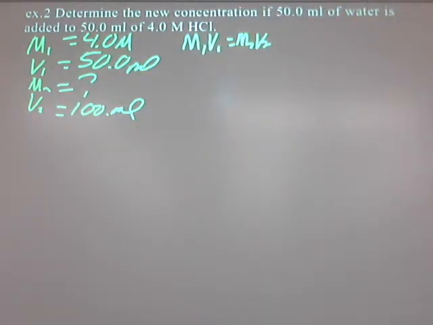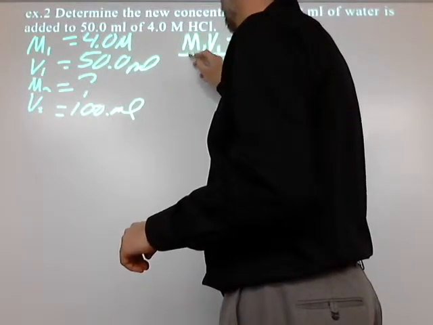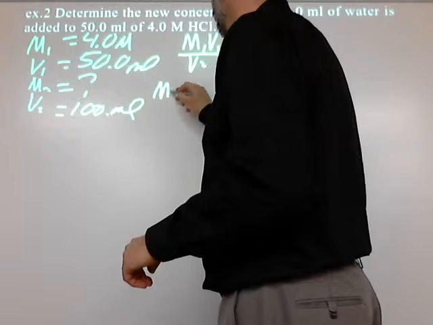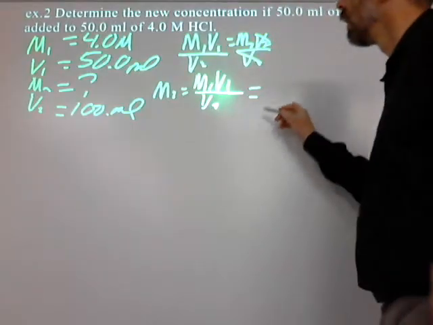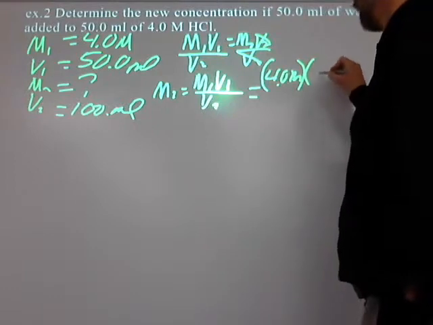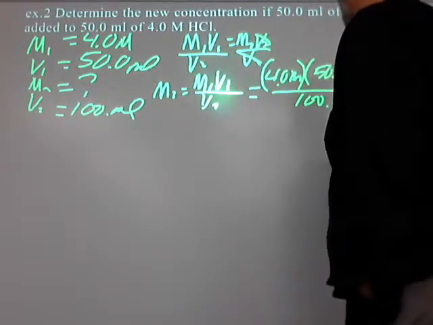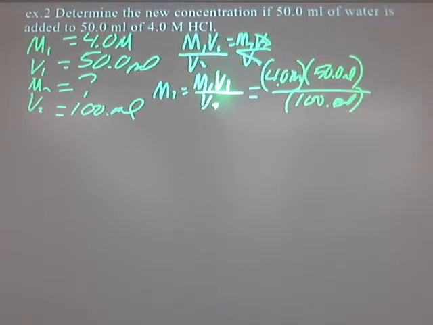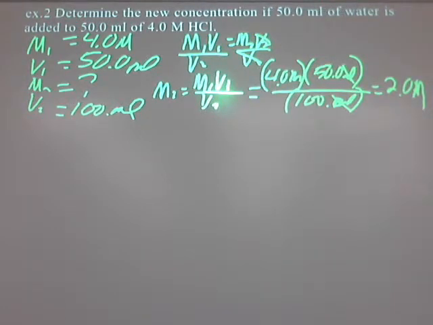M1 V1 equals M2 V2. I'm looking for M2 this time, so I'll divide both sides by V2, right? So M2 equals M1 V1 over V2, which is 4 times 50 over 100. Obviously, 4 times 50 over 100 is 2. Milliliters cancel. And let's see if you can figure out why I showed you this.